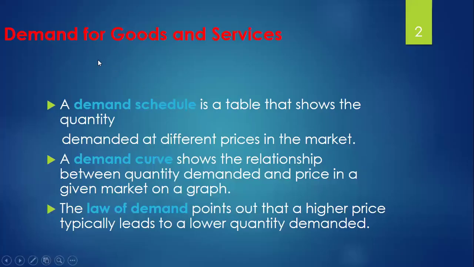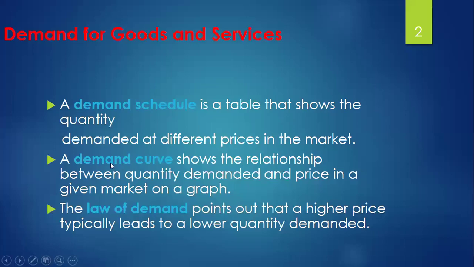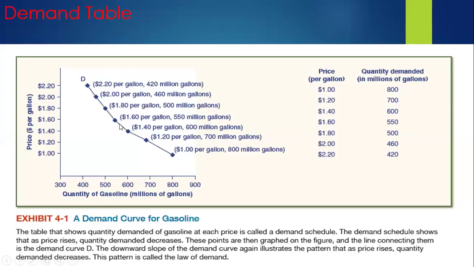So for a demand for goods and services, we have the schedule. It's basically a table, as you see here. This is the demand table. We just got some numbers and quantities, and we see changes in the numbers and quantities. The next one, I have the demand curve. Here's the curve. It shows the different prices and quantities demanded.